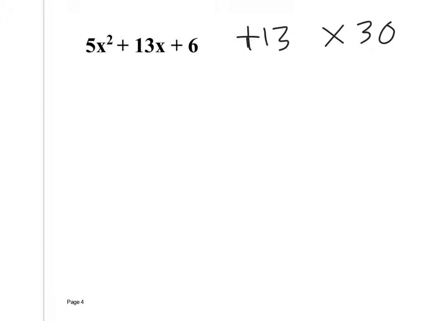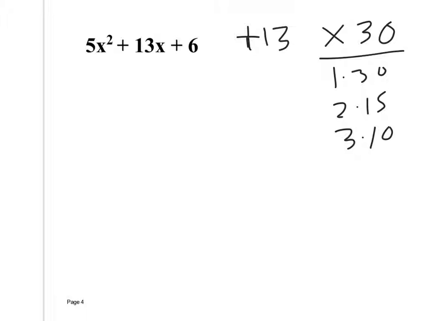So now I go through my factors of 30. 1 and 30. 2 and 15. Those would subtract to give me 13, but is there a minus sign anywhere? No. C is positive, meaning either they're both positive or they're both negative. And B is positive. That means they're both positive. So I can't use 2 and 15. 3 and 10. Yeah, there it is, right there.